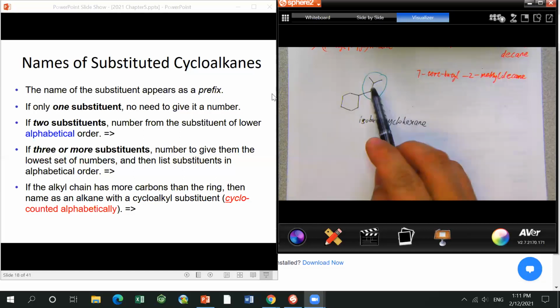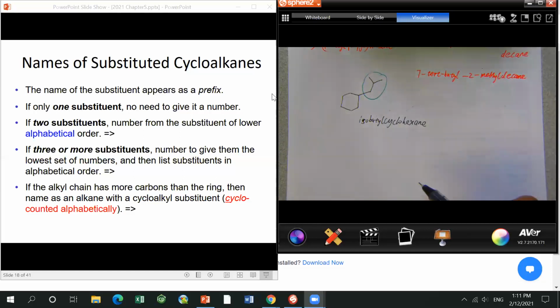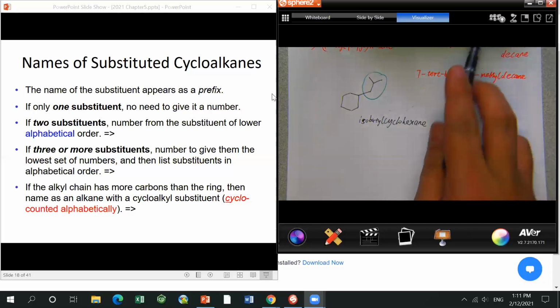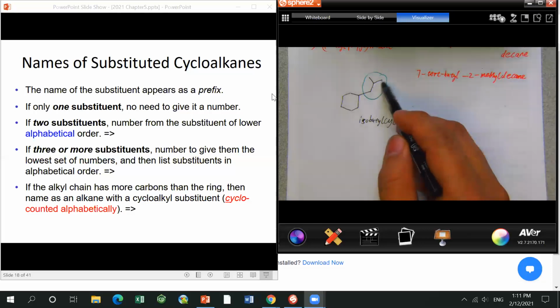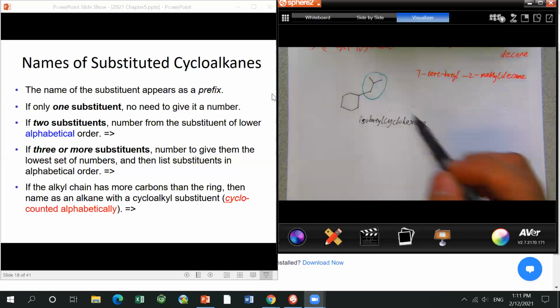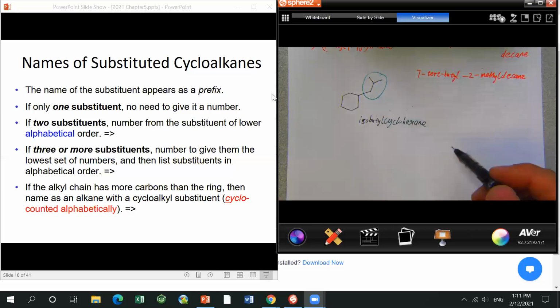Isobutyl. Okay. So 4 carbon should be something butyl. We already know there's tert-butyl. Isobutyl is the end of the branch. Okay, end branch. So isobutyl. All right, so the full name for this molecule is isobutyl. We don't need to give a location number.